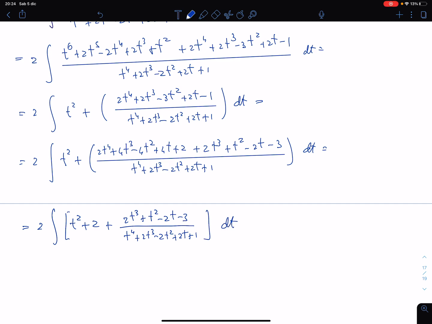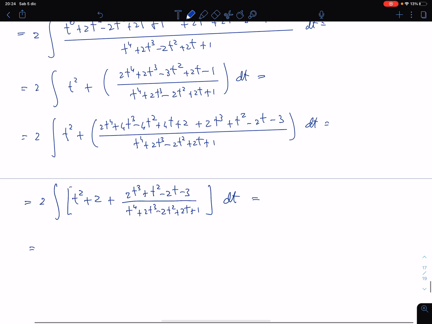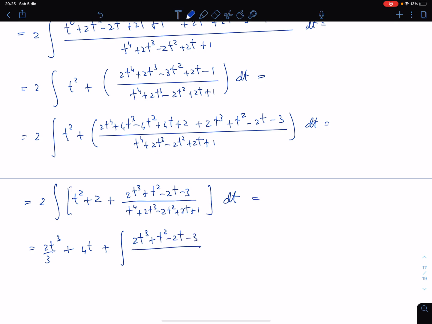Now we know very well how to integrate the first two terms. So we have 2t squared, that is t cubed 2 over 3 plus 4t, plus the integral of 2t cubed plus t squared minus 2t minus 3, and here t^4 plus 2t^3 minus 2t squared plus 2t plus 1 dt.